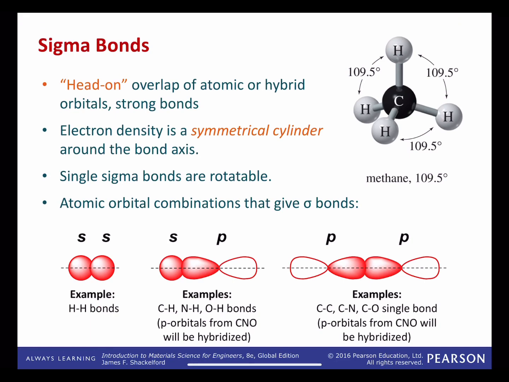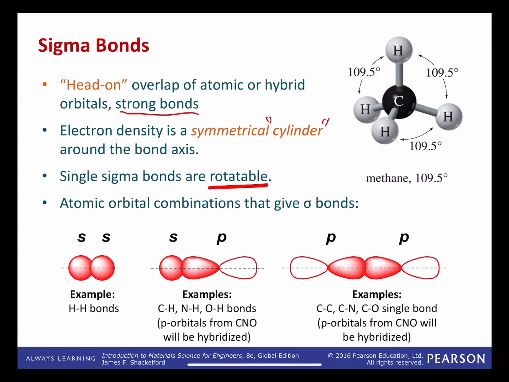Okay, so sigma bonds have head-on overlap of an atomic orbital with a hybridized orbital, or they result from a hybridized orbital with a head-on overlap with another hybridized orbital. These give us very strong bonds. These sigma bonds are very strong. Electron density is symmetric about the axis joining the two. So that is, there's a symmetrical cylinder, quote unquote, of electron density, or the wave, around the axis joining those two atoms together. And a single sigma bond is rotatable because of that.